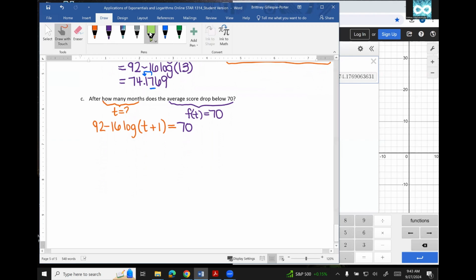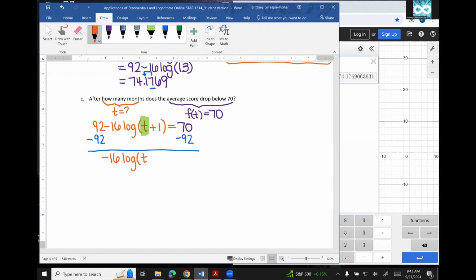Always keep in mind the end game. We are solving for t. So we need to get the log part alone, and we know we have a log equation because it says the word log. So the first thing I'm going to do is subtract the 92 from both sides of my equation. Don't drop your negative on the 16. So we have negative 16 log of t plus 1 is equal to negative 22.